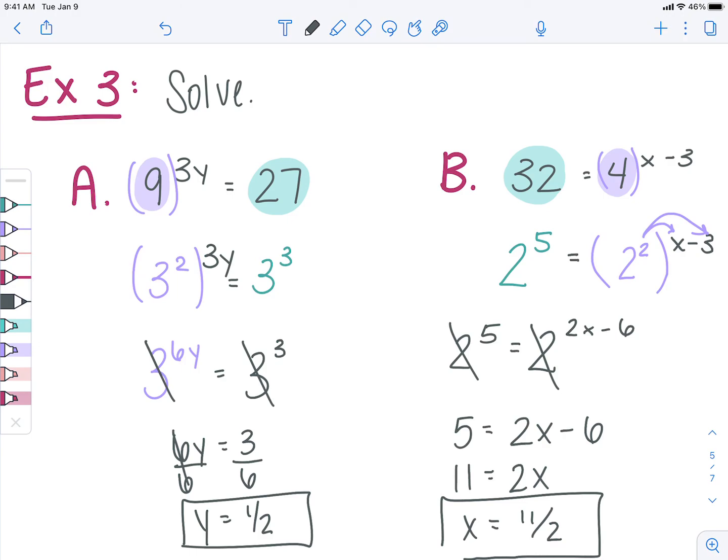So having to change both bases is as tricky as it's going to get today. Okay.